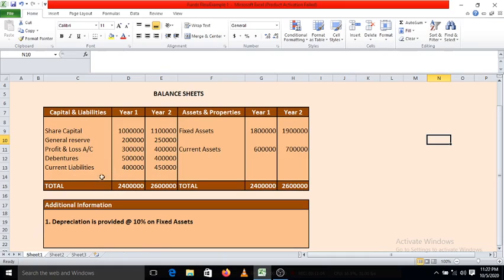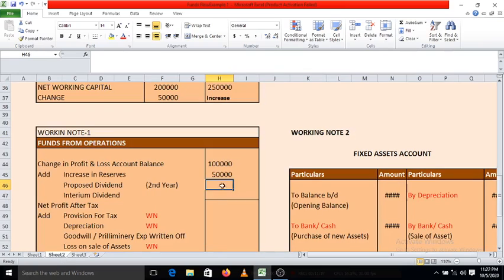Every time you will find proposed dividend on the balance sheet on the liability side, and information about interim dividend you will find in additional information. But there is neither information about proposed dividend nor interim dividend. So we don't know it, so we'll make it 0.